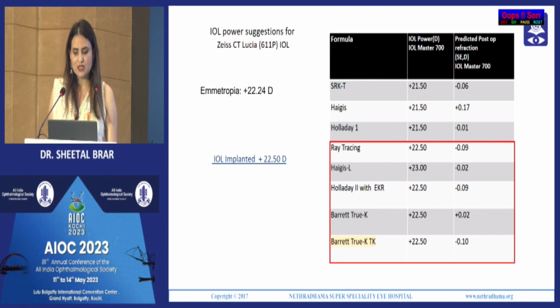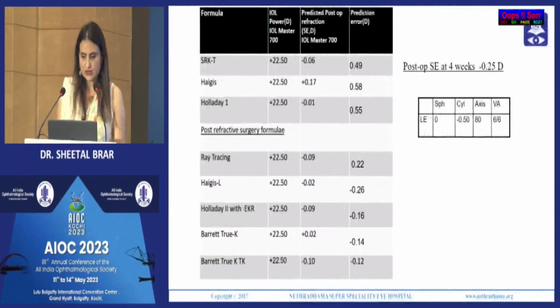And here you can see that the newer formulae are actually giving almost the same IOL power of plus 22.5. And this is quite different from the older formulae. You can see the older ones are 21.5, and here the IOL suggested is 22.5. So almost 1 diopter difference. So we went ahead with 22.5 diopters.